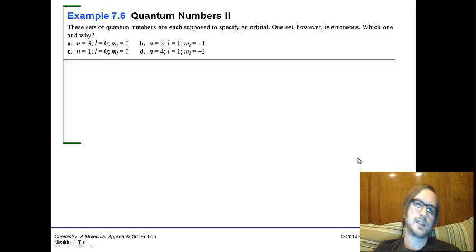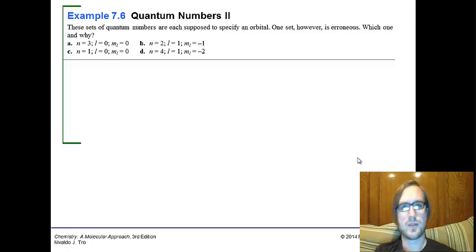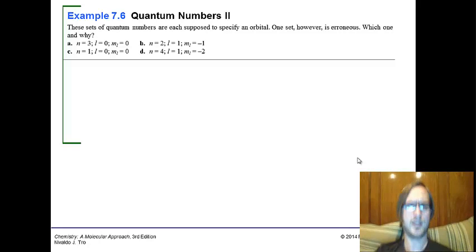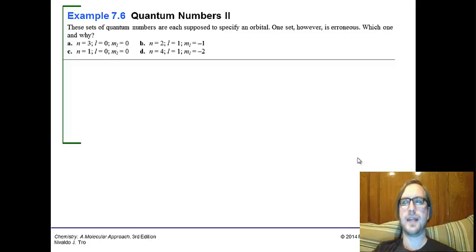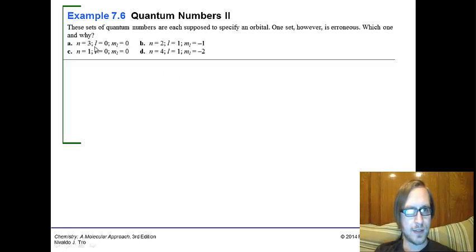Okay, example 7.6, quantum numbers 2. These sets of quantum numbers are supposed to specify an orbital. One set, however, is erroneous. Which one and why? All right, so we're looking at them. We know a couple things. You know that n can be any integer greater than or equal to 1. So if we look at these, all the n's, 3, 1, 2, 4, they're all integers. That means they're whole numbers. And they're all greater than or equal to 1. So the n's all look good.